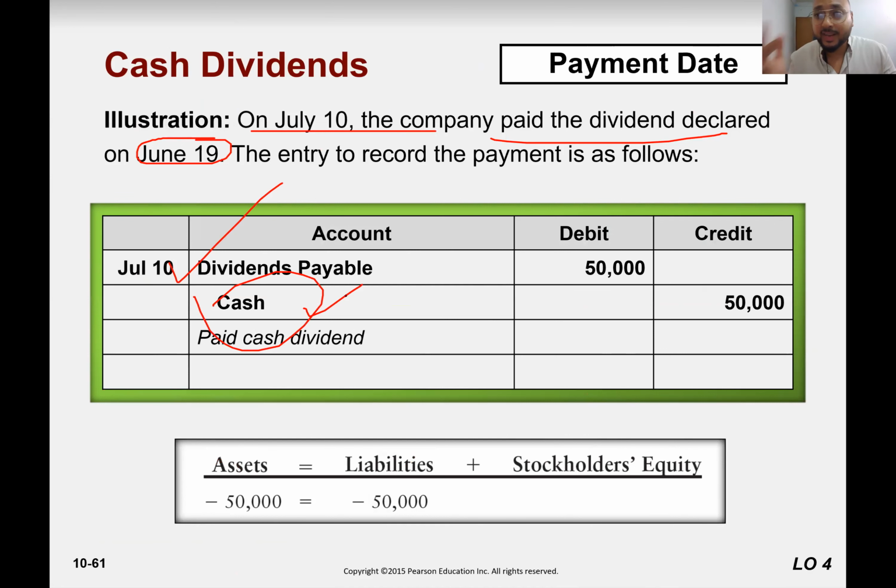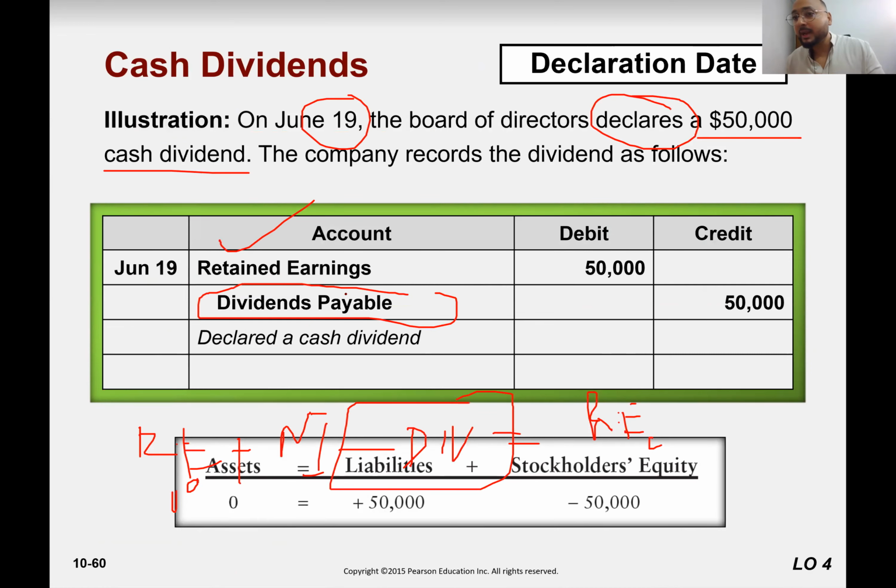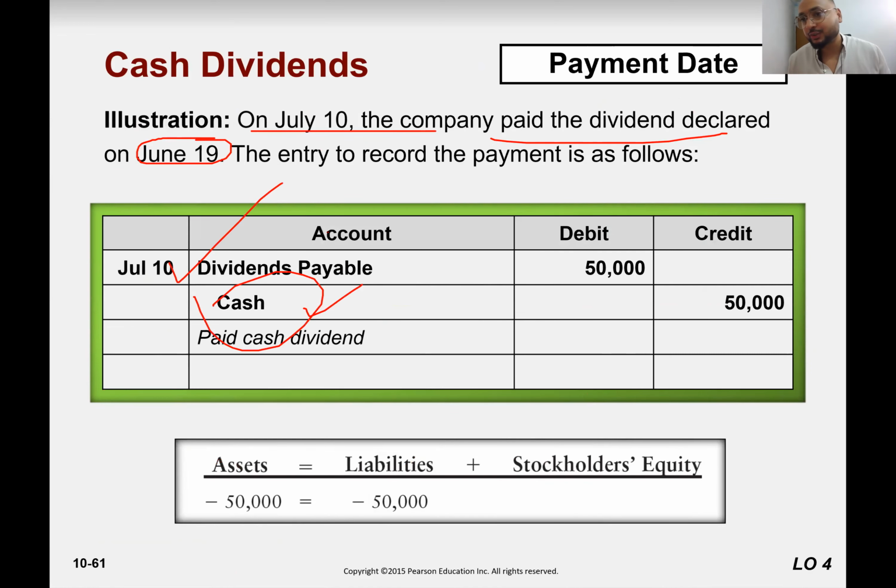So whenever a dividend is decided, two entries are going to be made. One, declaration entry. Number two, payment entry. The declaration entry is going to be retained earning to dividend payable, and the payment entry, dividend payable to cash, right?